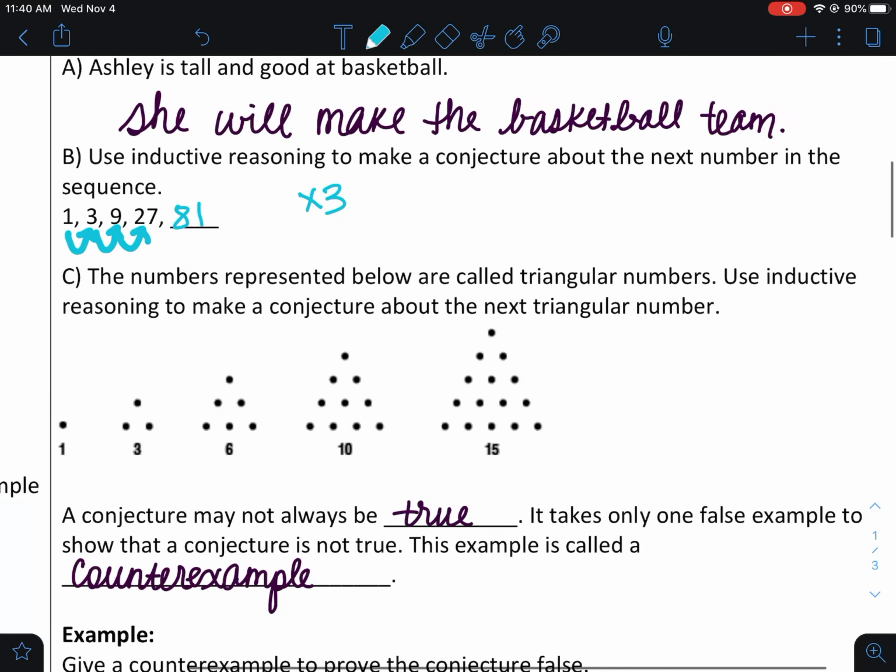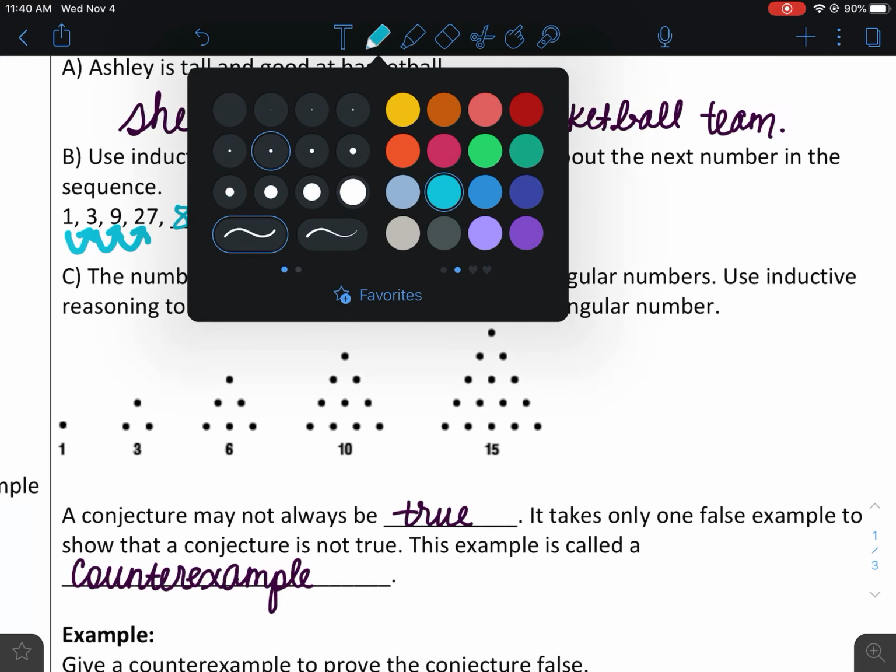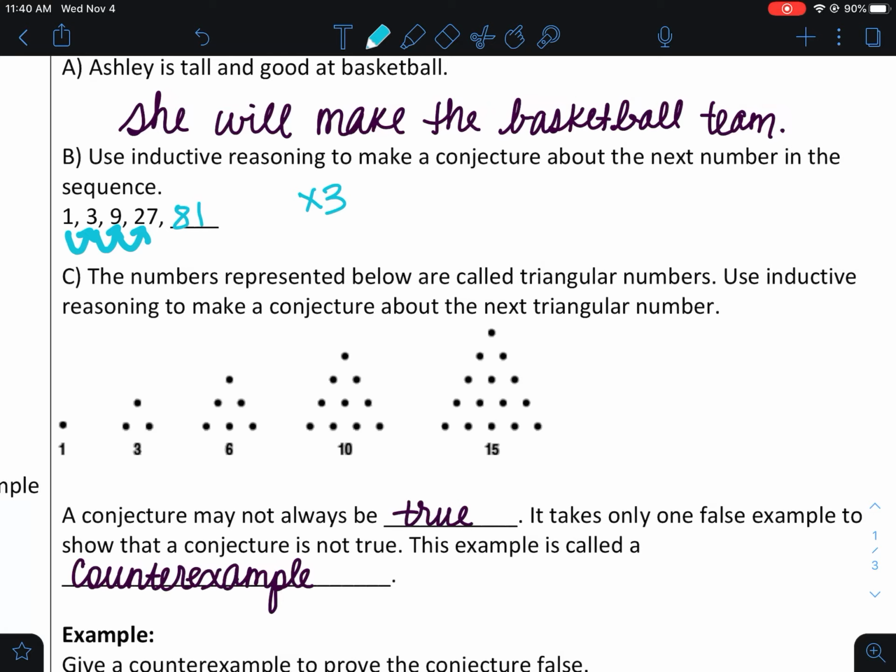Example C, the numbers represented below are called triangular numbers, and we have to figure out the next one. So I'm just going to draw a picture. If you notice, this one has 1 dot, this one has 2 rows, and the bottom row has 2 dots, and so on. So each row is adding 1 dot. Now we're going to have a bottom row of 6 dots, and then we just build the triangle from there. If you count them all up, it should be 21. All right, moving on.